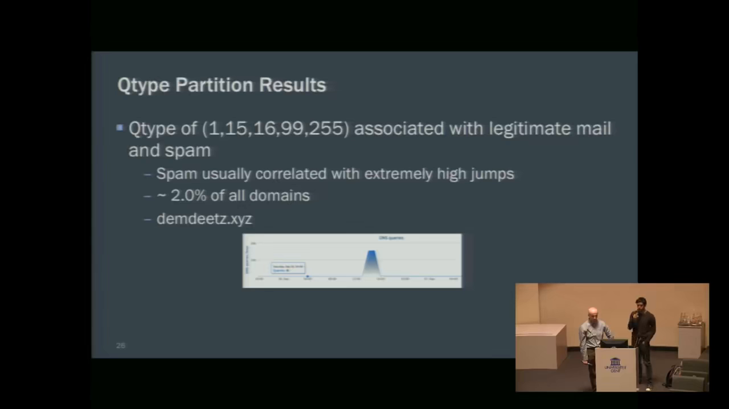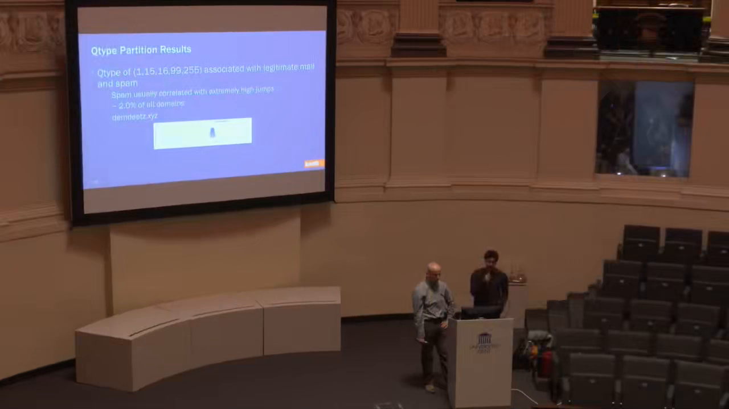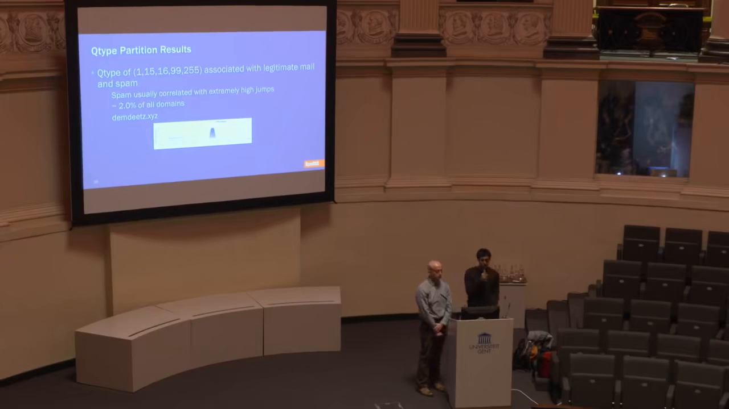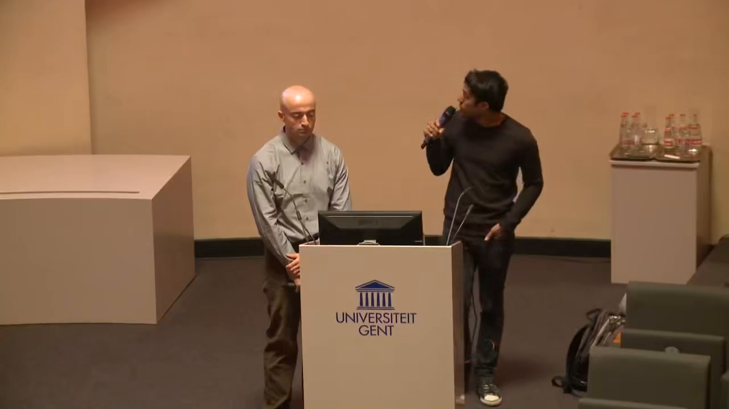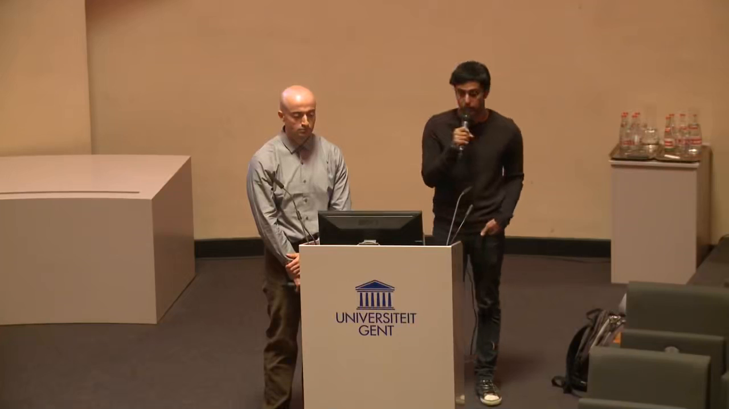One of the more interesting partitions was the Q-type partition that contained all the Q-types. And this partition was many times associated with spam domains. What we identified was that domains that had a jump from, say, 1 to 2 to all of a sudden a couple thousand were many times associated with spam domains. So for example, demdeeds.xyz was a domain that we found out to be participating in a larger spam campaign.